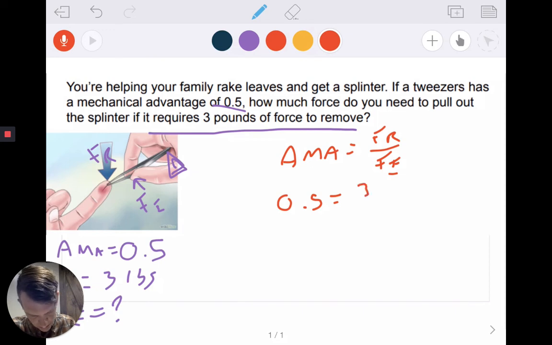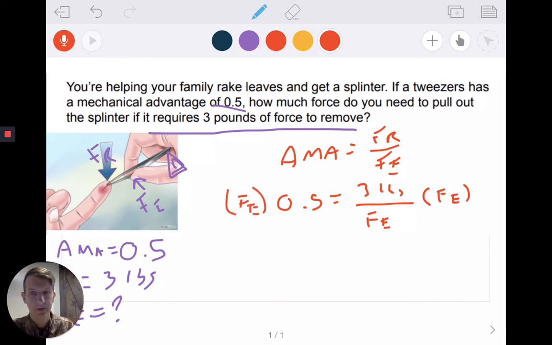FR is 3 pounds over FE. So trying to solve for FE, I need to get that to the other side, which means I multiply both sides by FE. And this would have been done a little bit quicker had you used the other AMA equation I gave you, which is really the same thing. So now we have 0.5 times FE equals 3 pounds. Well, I want to get that FE by itself, so I divide each side by 0.5.